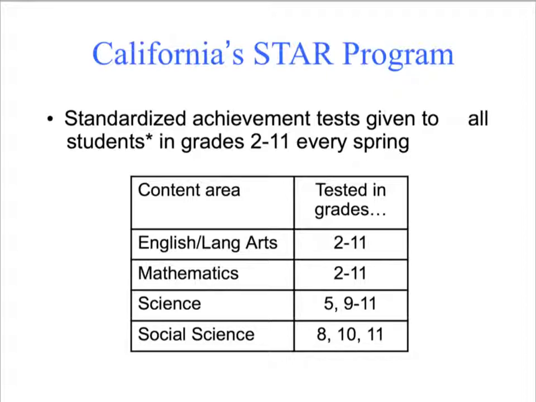The STAR program requires standardized achievement tests to students in grades 2 through 12 every spring, but they're not tested in every content area every spring. English, language arts, and math are tested every year from grades 2 through 11, and you can see that science and social studies are tested much less frequently and much later, and they begin much later in the student's school career.